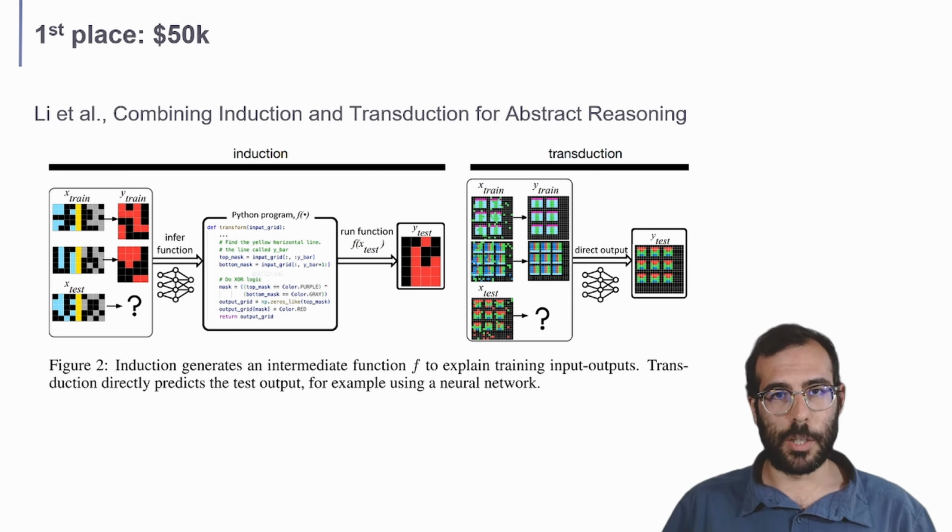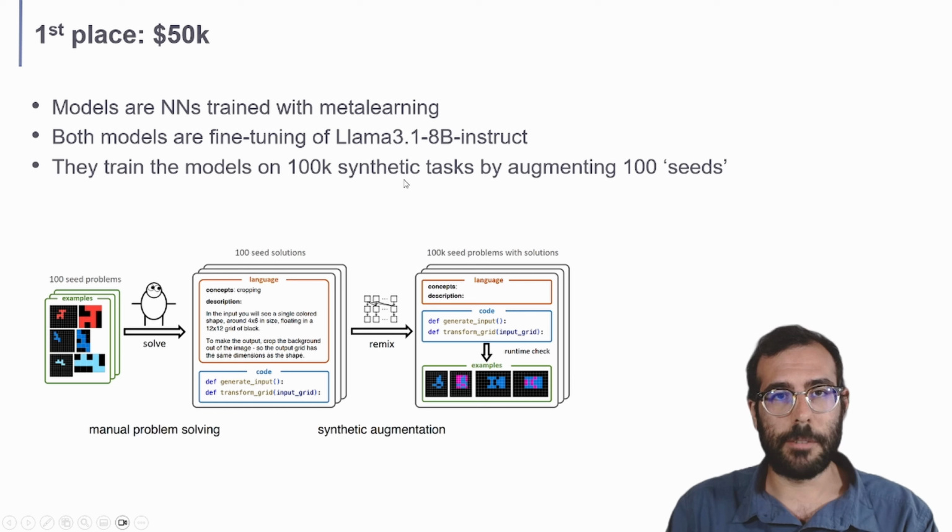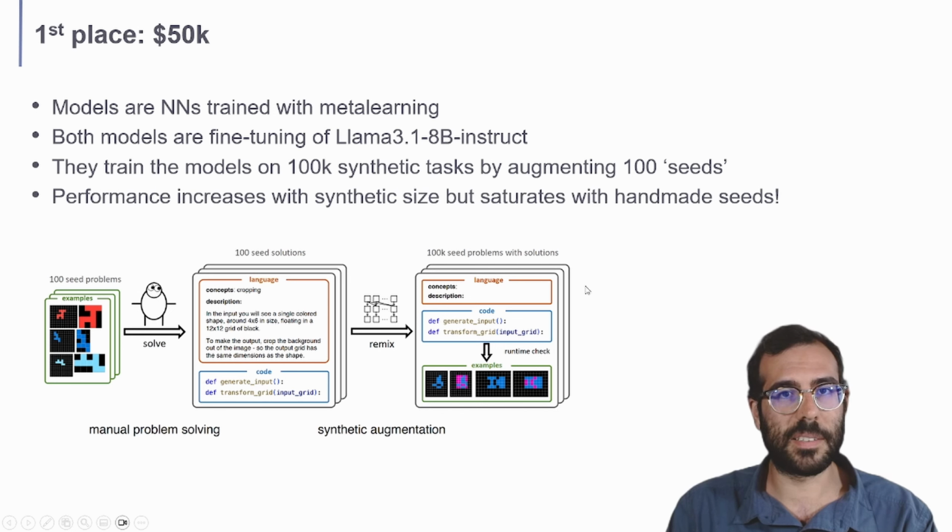So the models are all neural networks. Both models are neural networks trained with meta learning. They are both fine-tunings of Llama 3.1 8 billion instruct. And so they get to a very large synthetic data set, just augmenting the 100 seed tasks.